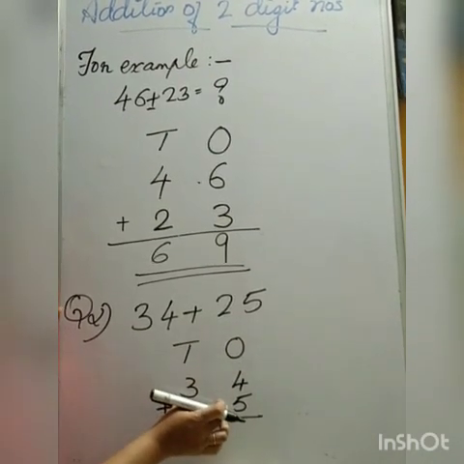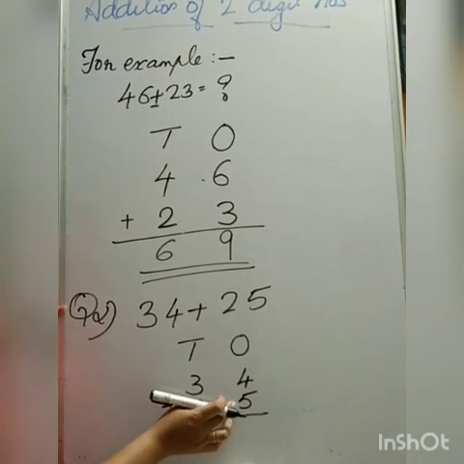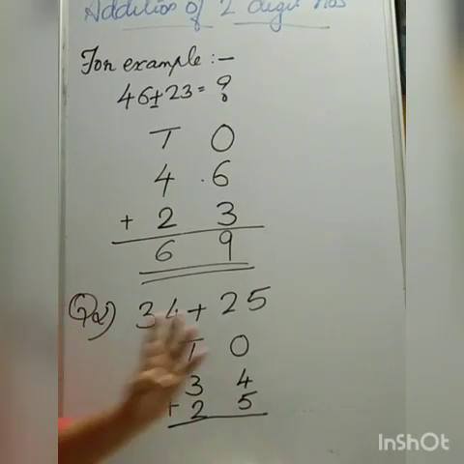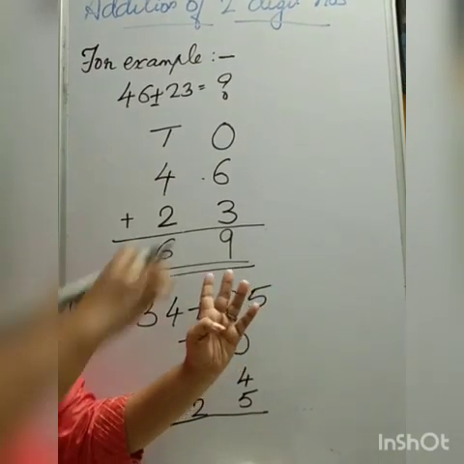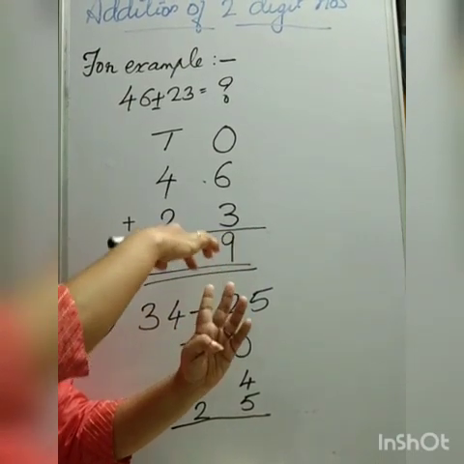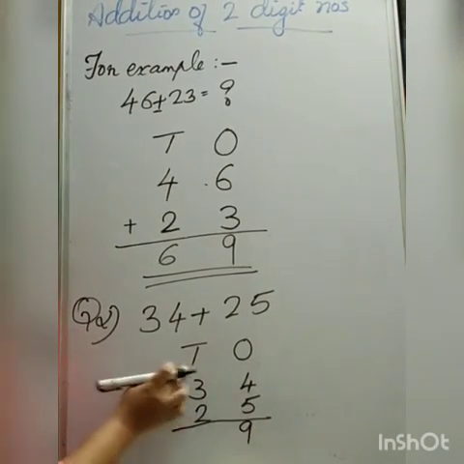Start from the ones place. 4, 5. 5 is the biggest number. So keep 5 in your mind and take out 4 on your finger. After 5, 6, 7, 8, 9. 9. Now move to the tens place.